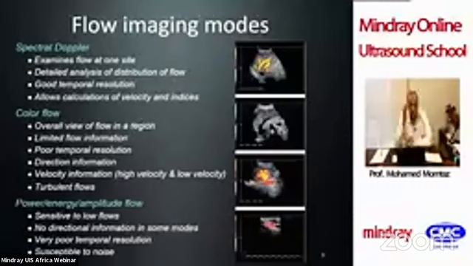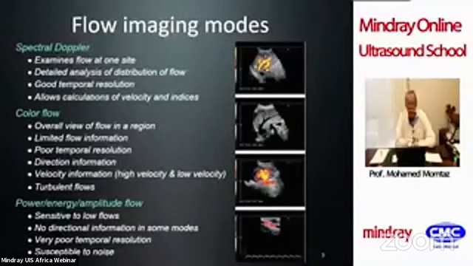The third mode is the power, energy or amplitude flow. It is sensitive to low flow, and it has no directional information. There is a combination of color and power, which is directional color, but you can of course use power alone. It has very poor lateral resolution, and it is susceptible to noise. Usually it is used to detect very small vessels, and usually in static organs. It is used in gynecology, in detecting the spiral arterioles of the uterus, or detecting the perifollicular flow in the ovary.